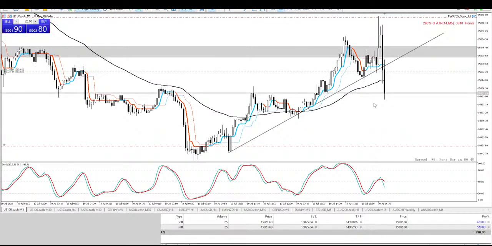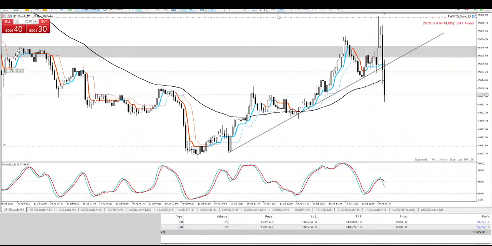Now, if we get too strong of a pullback, I may cut the trade short as well. Just need to be careful so that we don't lose too much. This is why it's good to join the live stream, because I'm a very dynamic trader.